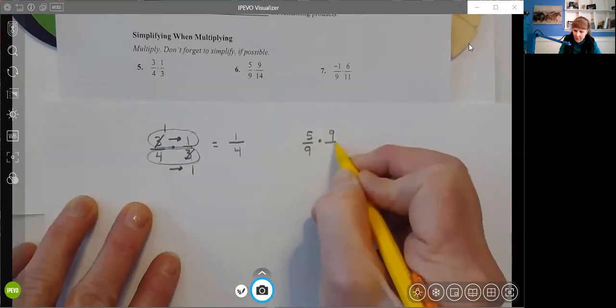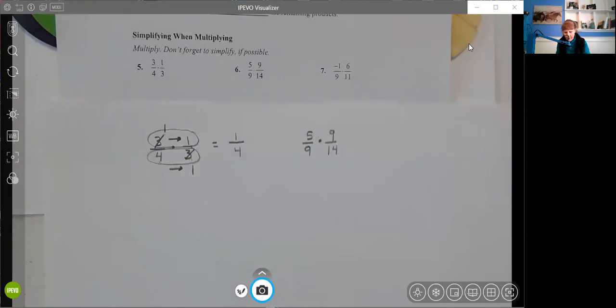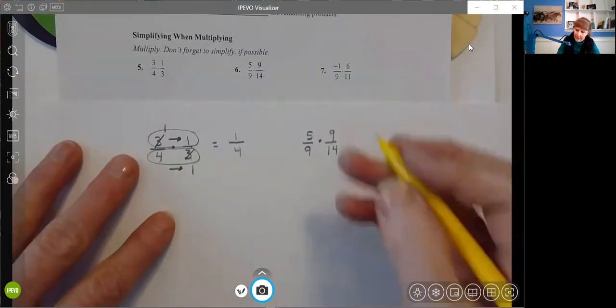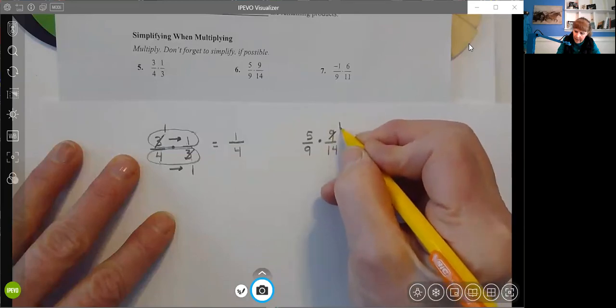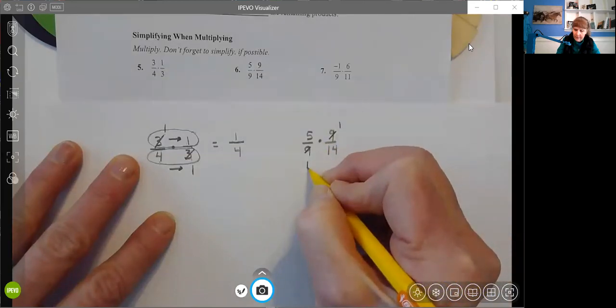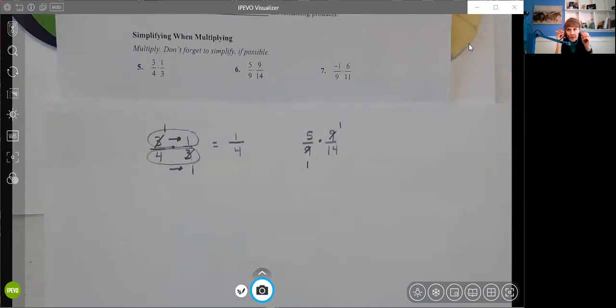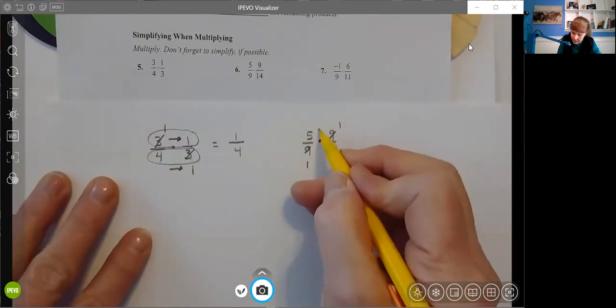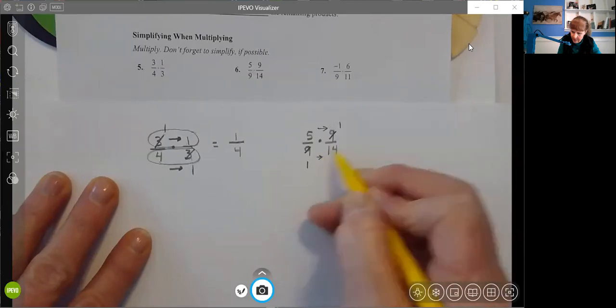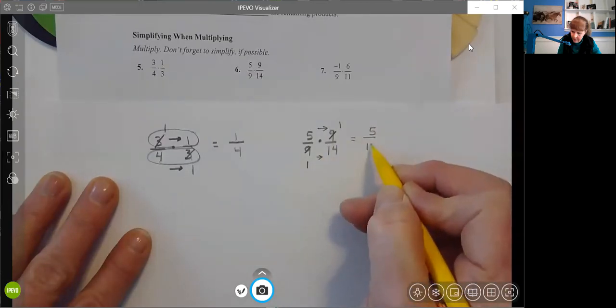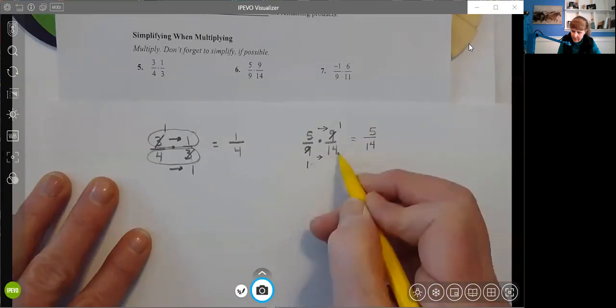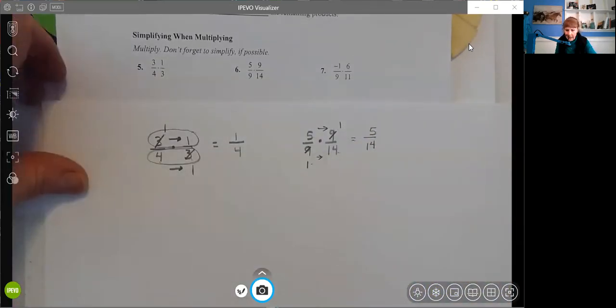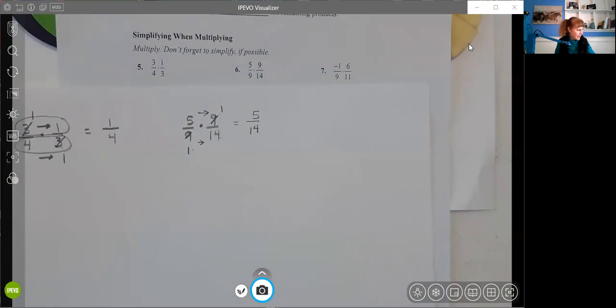times 9/14. Okay, the 9s, they're going to cancel out because 9 divided by 9 is 1. So I'm dividing the numerator and denominator by the same number, 9. Now nothing goes into 5 and 14. So it's done. We're reduced as far as we can and we multiply straight across. 5 over 14. 5 times 1 is 5, 1 times 1. All right. Let's look at the next one here and see what we've got.